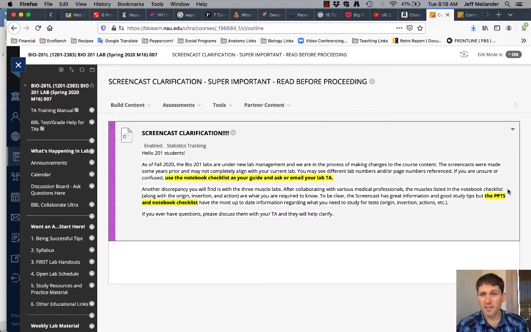That being said, the PowerPoint information and notebook checklist are the most up-to-date for what we want them to learn. Okay, so they should be using the notebook checklist as a guide, and what's in the notebook checklist should be where they go. Okay, so watching the screencast is important, and that will be super helpful, and they are good, but they just aren't totally in line with what our PowerPoints and notebook checklist are.